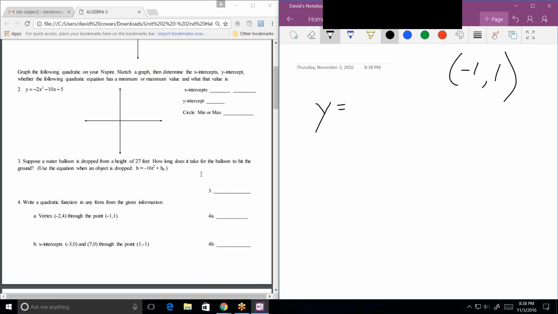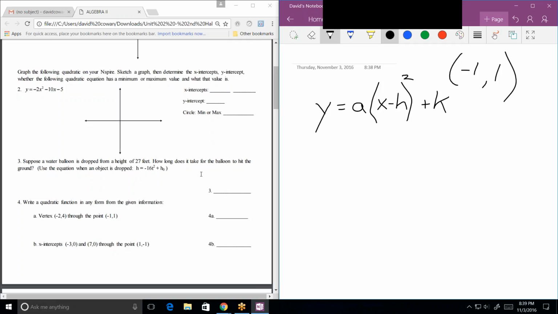Give me the general. Isn't it y equals a, oh, it's a times x minus h squared plus k. Right. And you know how I've always said that it's always minus. Well, it's always minus with the y also. If I move this k to the other side, it's y minus k. The only reason it's a plus k is because I moved it to the right side of the equation.